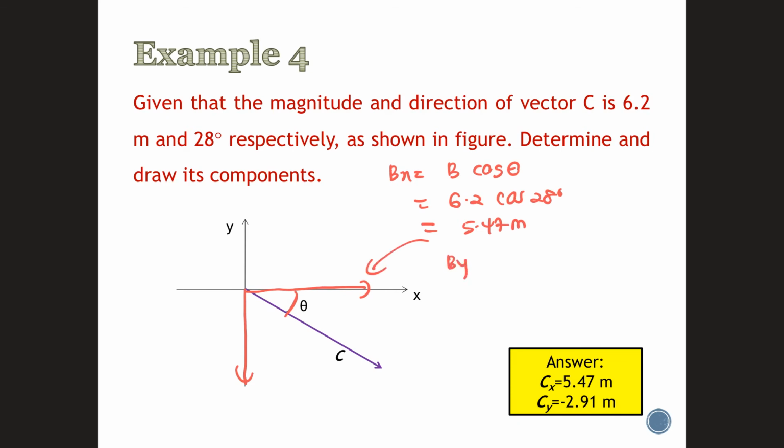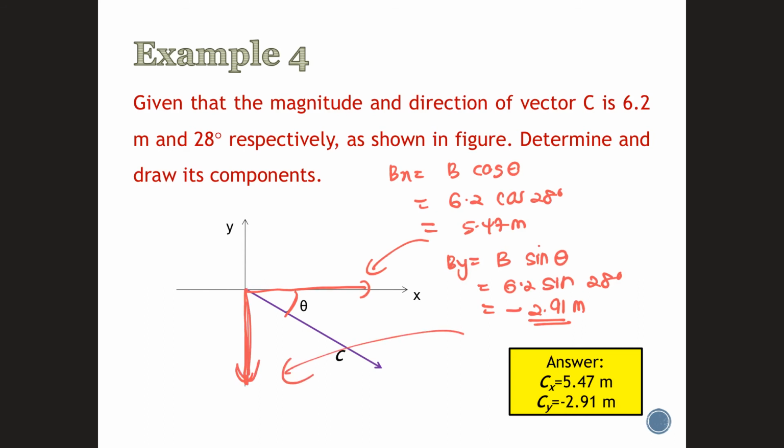And for the y component, By is B sine theta. So B is 6.2 sine 28 degree. So you're going to get 2.91 meter. Negative. Why? Because it's moving downward. Easy, right? Okay, good.